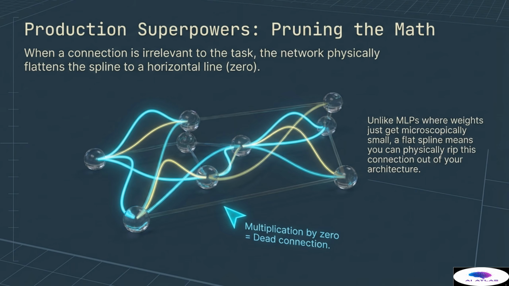This leads to much more efficient and sparse models. Unlike the dense blocks of MLPs where everything is connected to everything else, a pruned KAN becomes a streamlined map of only the necessary relationships. This level of architectural efficiency allows for smaller, faster models that do not sacrifice performance for the sake of simplicity, making them ideal for specialized scientific tasks.